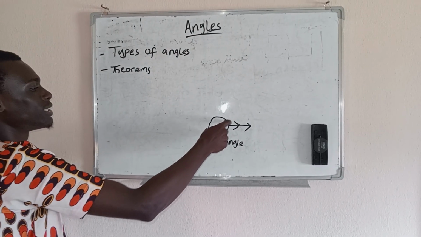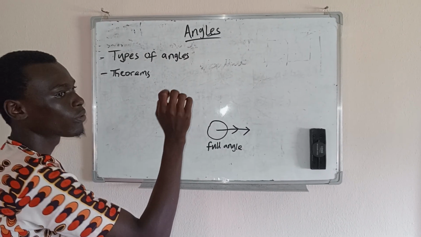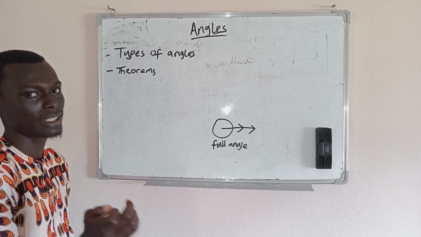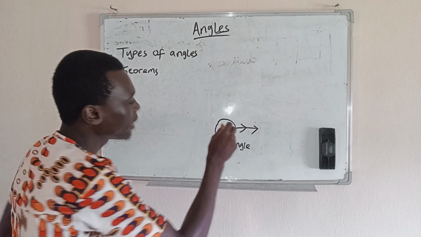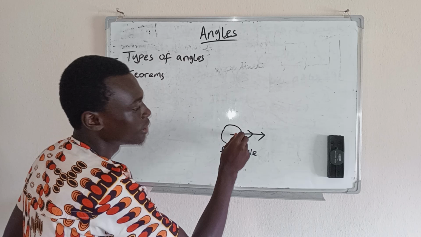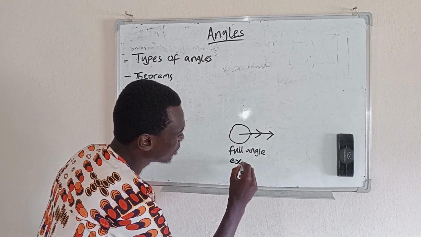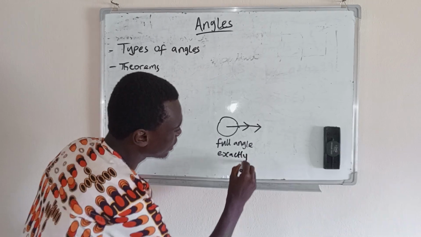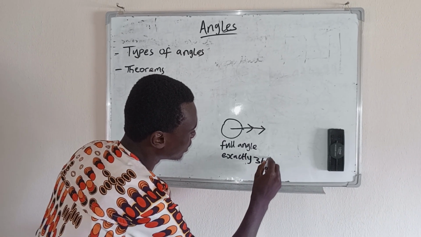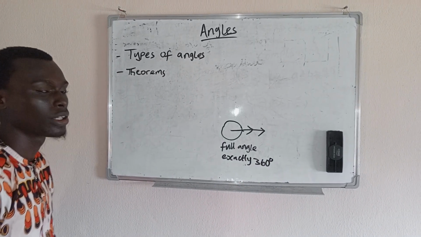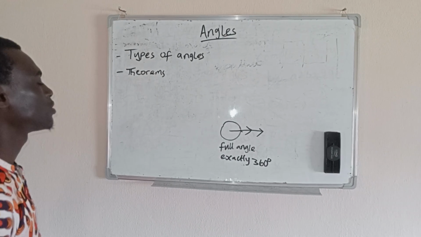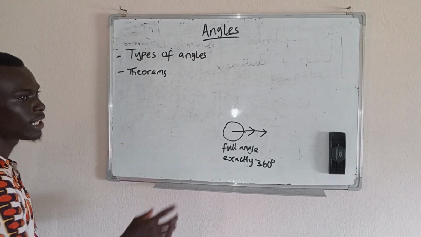This full angle is the highest form of measurement an angle can take. Meaning from here to here, 360 degrees exactly, 360 degrees, full angle.